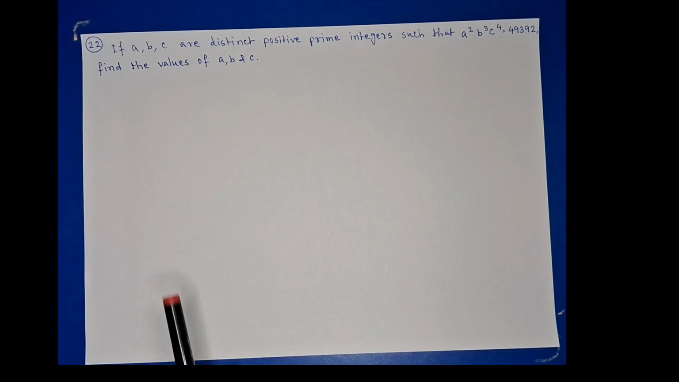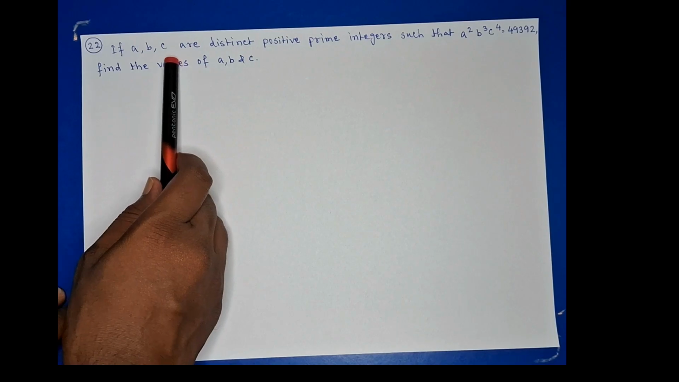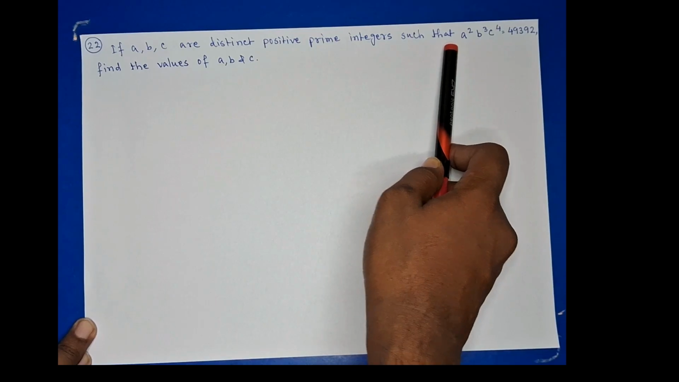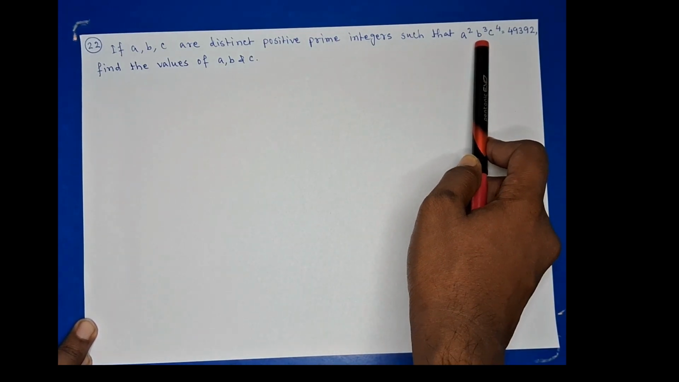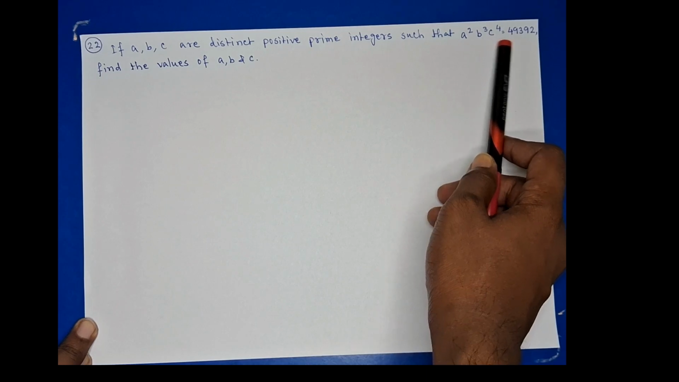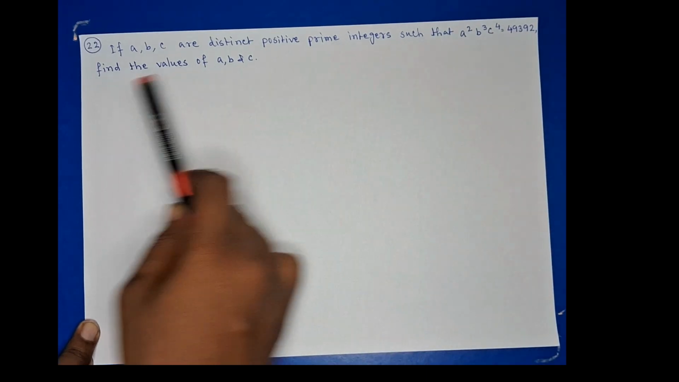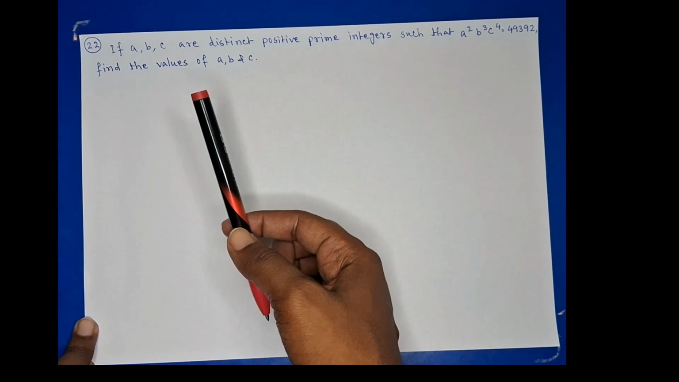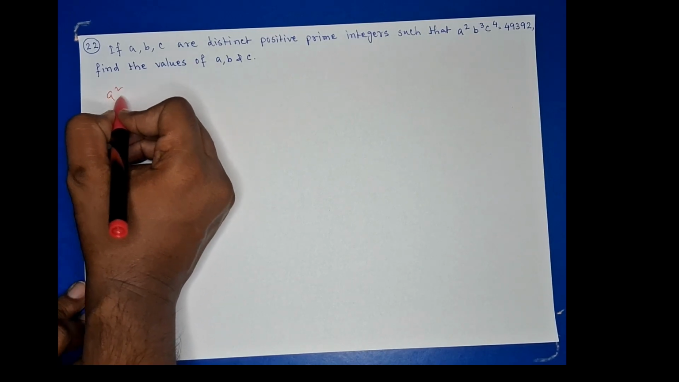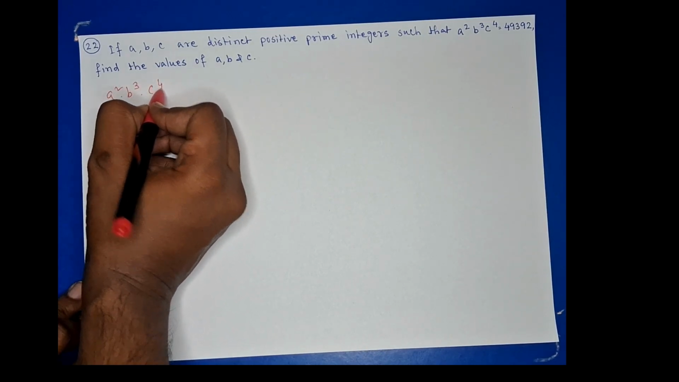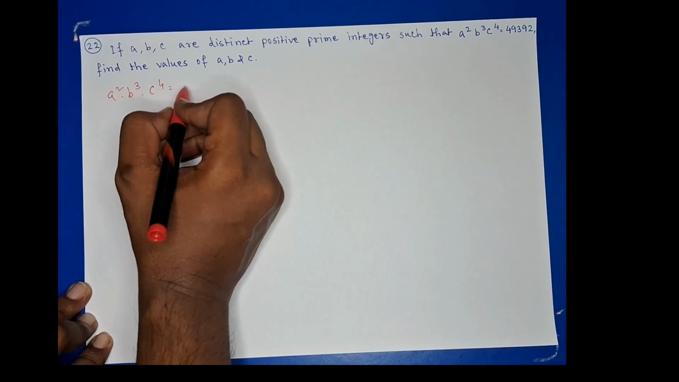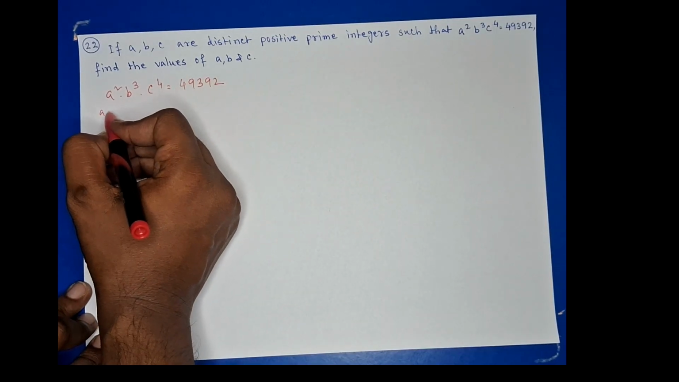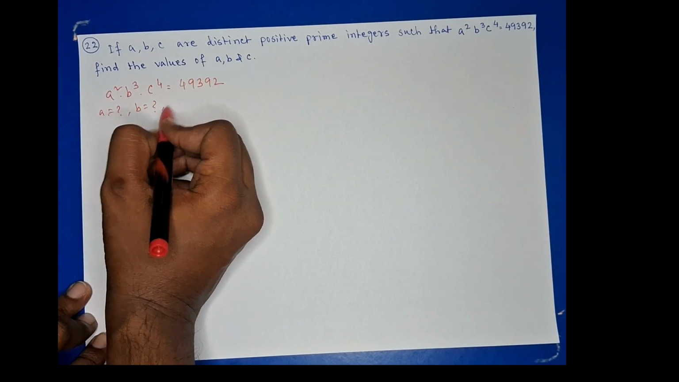Question number 22. If a, b, c are distinct positive prime numbers such that a square into b cube into c to the power 4 is equal to 49392, then find the values of a, b and c. How to do it? It's only given a square into b cube into c to the power 4 is equal to 49392. We have to find a, b and c.